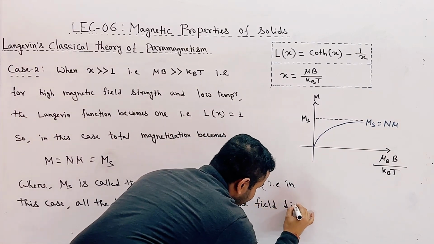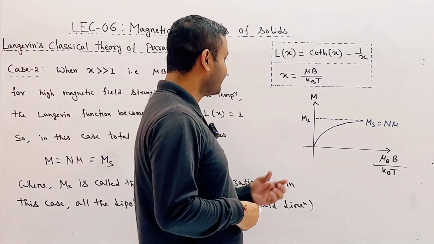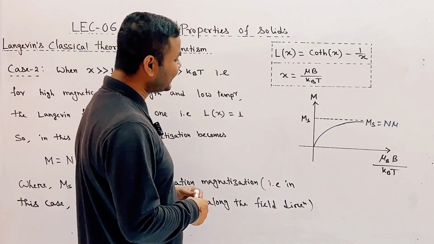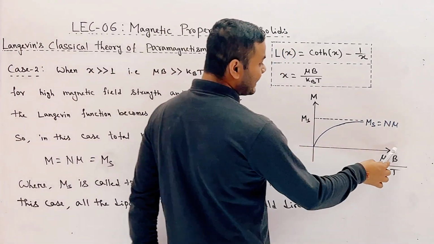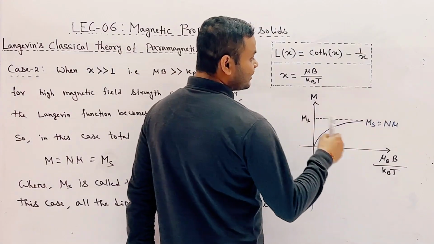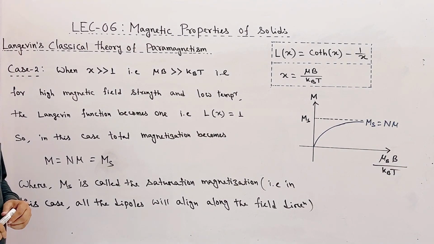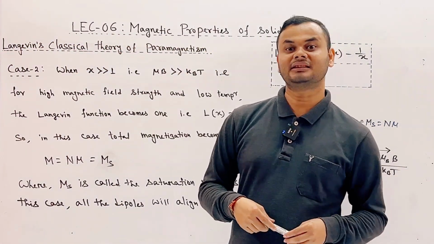So if we plot a graph between magnetization and this term, then we will get a curve like this. Here we have seen that if we increase the magnetic field strength, then the magnetization tends towards the M_S value, which is known as the saturation magnetization. This is all about today's video and I hope that you have learned a lot from this video.